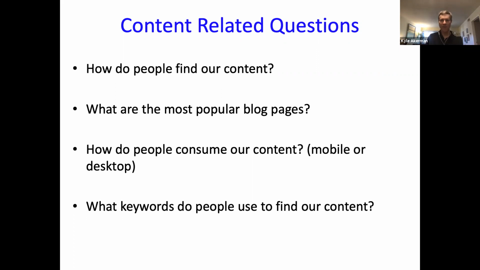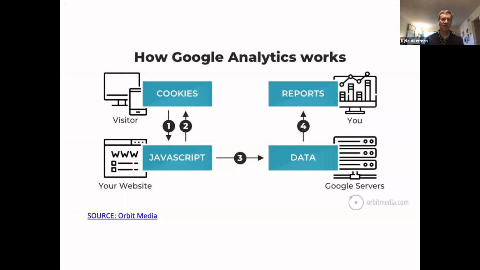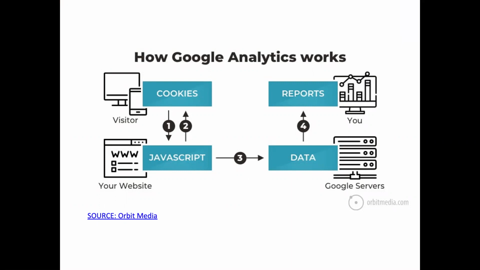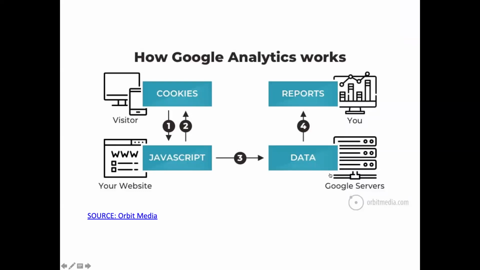That kind of thing. Just to give a quick little visual summary of how Google Analytics works, I like to share this diagram from the team at Orbit Media. You may know Andy Crestodina. He put this together. Basically, on the left, you've got cookies and JavaScript, and those talk to each other. Your computer, your device gets cookied. The JavaScript is the Google Analytics code on your website. That sends things over to Google Analytics, to Google servers, and then they crunch all that data and send it to you in the form of reports.